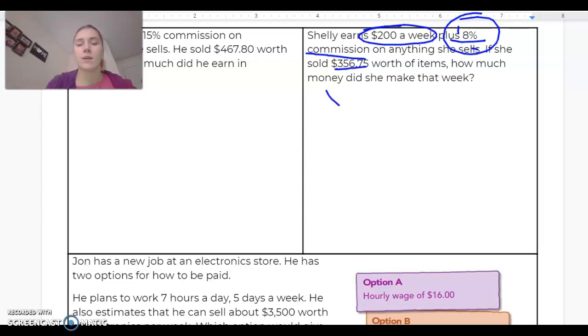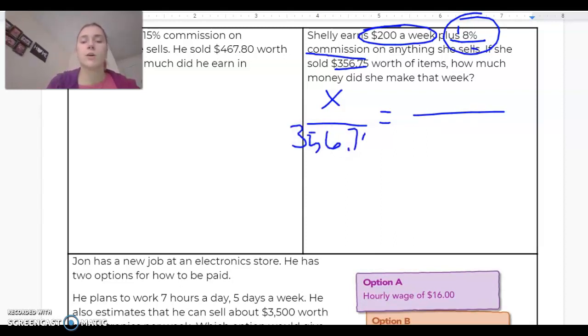Okay, so we've got our X. I'm going to set up our proportion. And we want to find how much she made because she sold $356.75 worth of items. So that's the total amount she sold. So she's going to make a part of that. That's why our X here is on the top, because she's making part of that total sold. Okay? And then we've got our 8% commission, and our 100 is always that whole that goes on the bottom there. Okay? So when we multiply 100 and X, we have 100X.